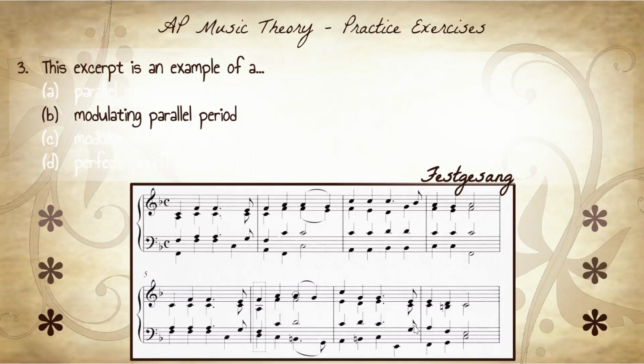Correct answer is B. This excerpt is an example of a parallel period that modulates in phrase 2. The melody of each phrase is the same, and the phrases have an antecedent-consequent relationship.